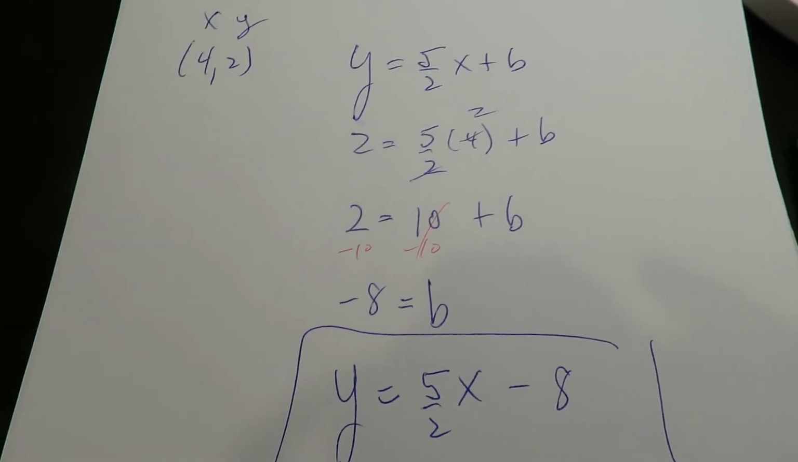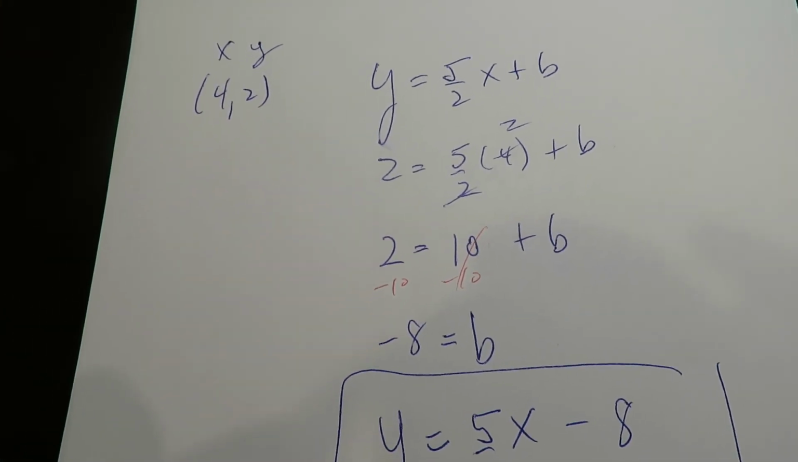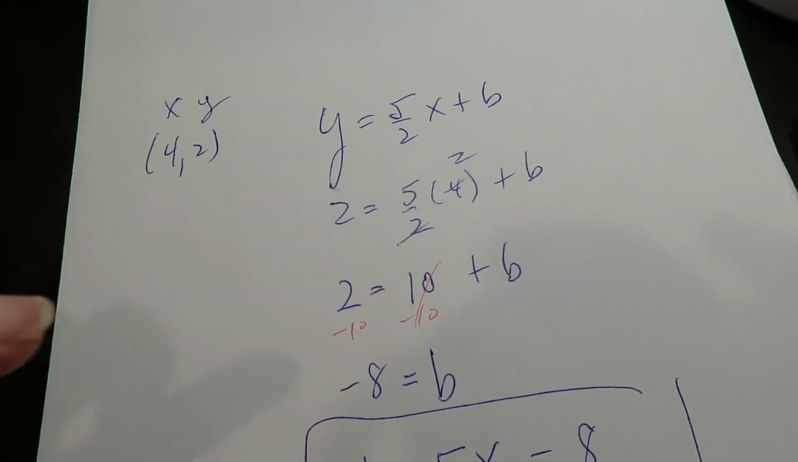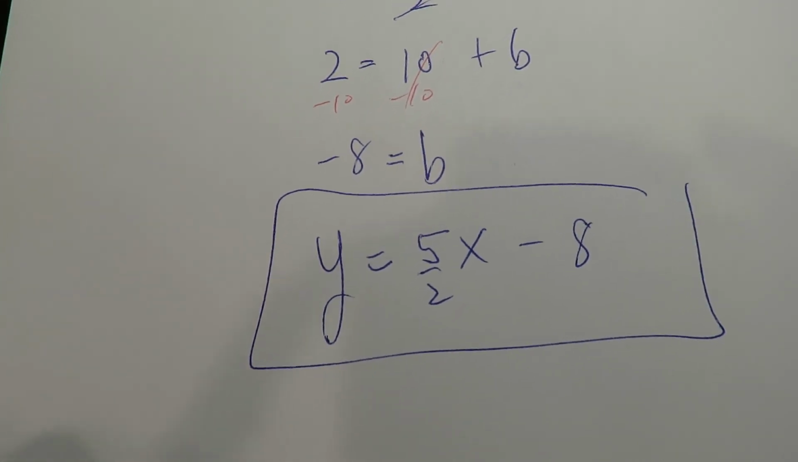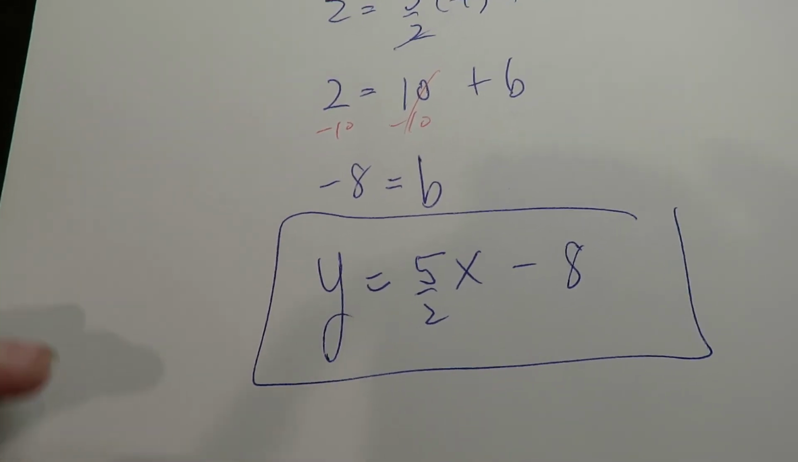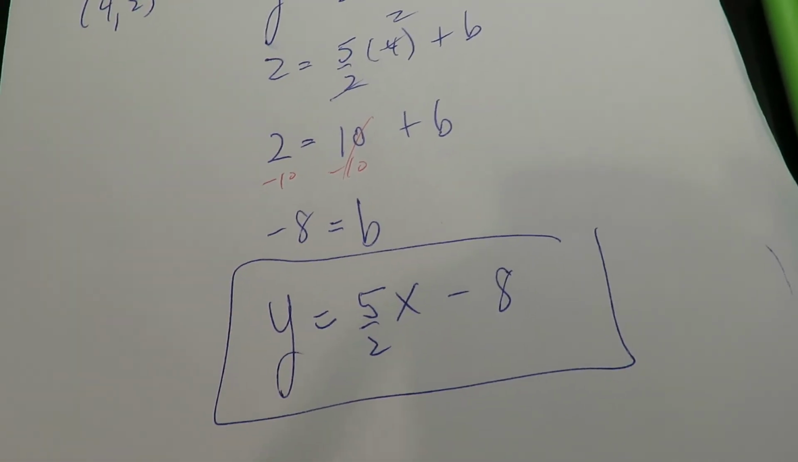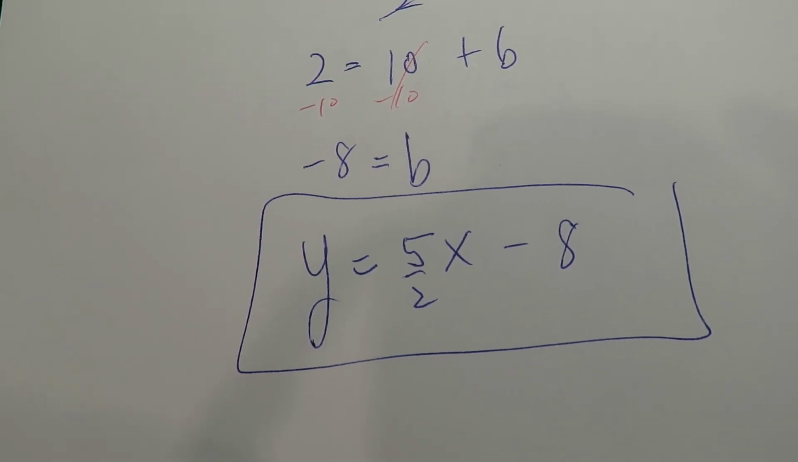Once you plug in those points for x and y, the 4 and the 2, and then solve for b, at the end please remember to write the final equation, because I'm not just asking what b is. I want you to put all the information you just gathered together.